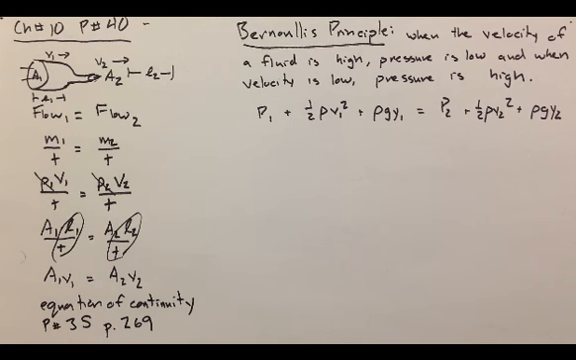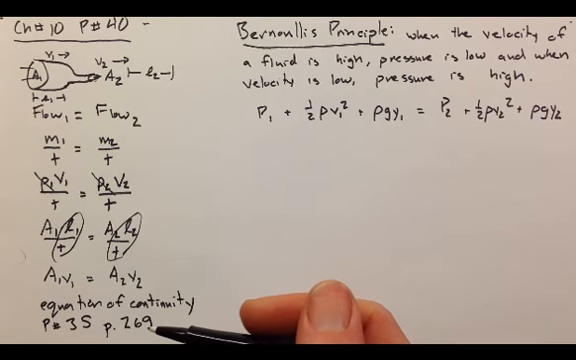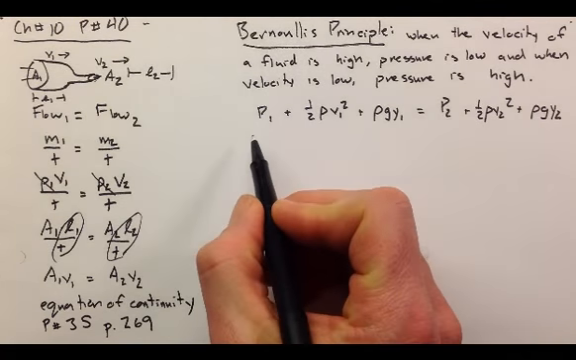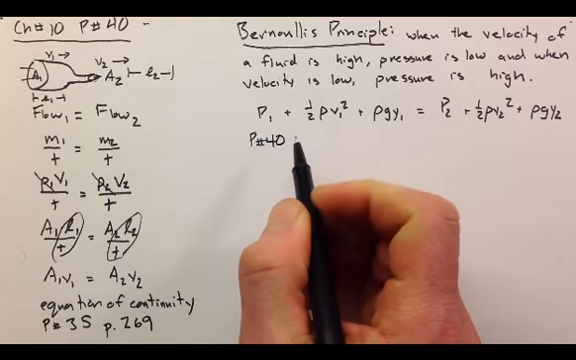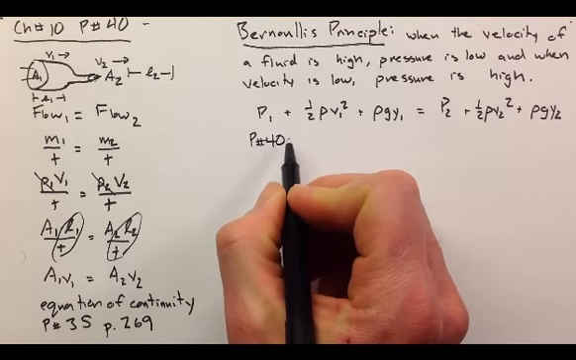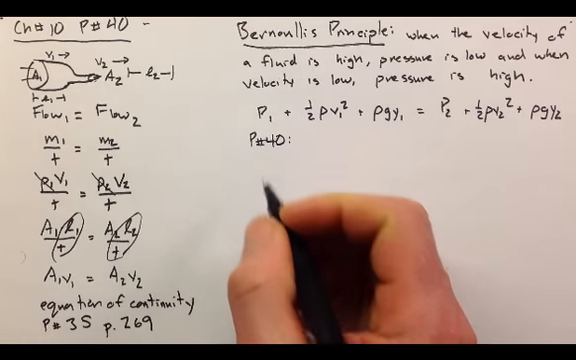It's also responsible for, sometimes in a storm, when there's high-speed winds going across a roof, those high-speed winds actually have very low pressure, and so roofs can get lifted off of buildings in storms. Okay, well, we're going to help you out here with problem number 40, okay? And problem number 40 looks like this.